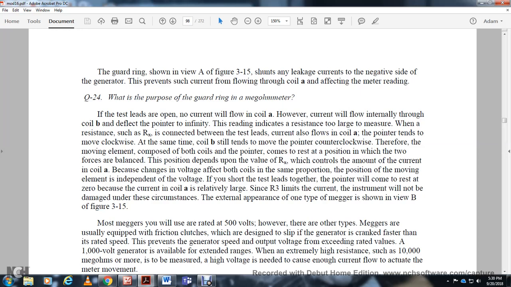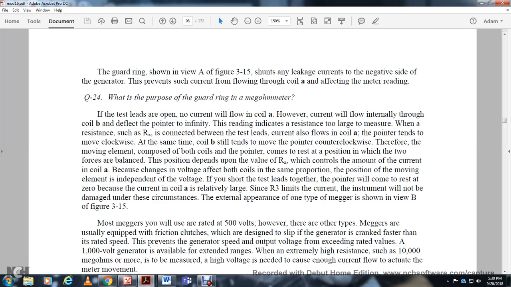When an unknown resistance is connected between the test leads, current flows through coil A and tends to move the pointer clockwise, while coil B still tends to move the pointer counterclockwise. The moving element, with both coils, comes to rest at a position dependent on the unknown resistance, which controls the current through coil A. A change in voltage affects both coils in the same proportion, so the position of the moving element is independent of the voltage.